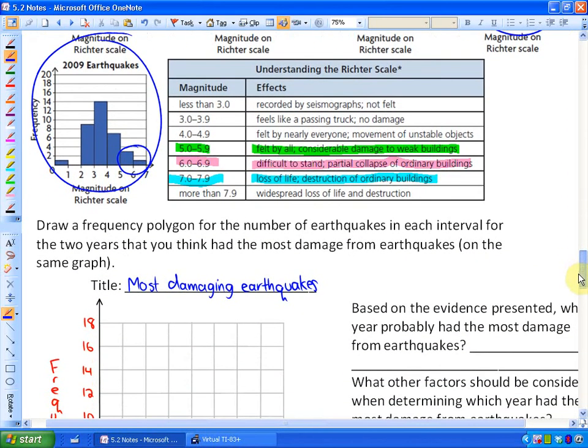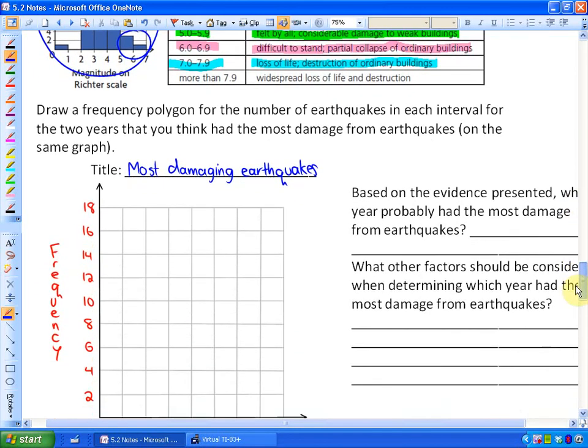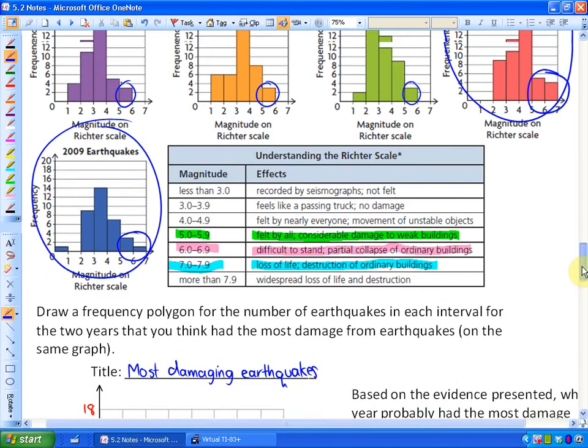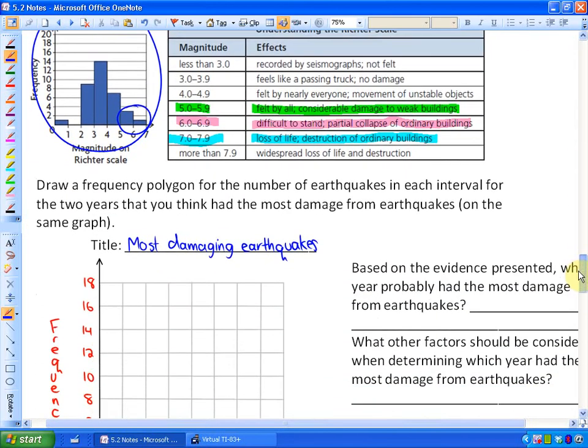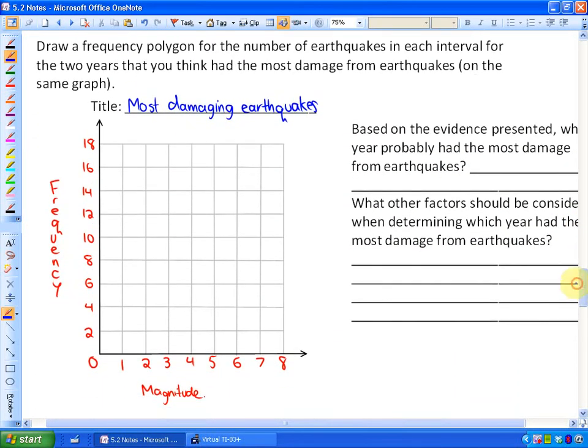So the next part of the question says, draw a frequency polygon, in other words that's a line graph, for the number of earthquakes in each interval for the 2 years that you think had the most damage from earthquakes. So we've looked at that. The 2 years with the most damage from earthquakes are 2008 and 2009, at least that's our assumption here. So we're going to make a frequency polygon of those 2 years, or in other words a double line graph.